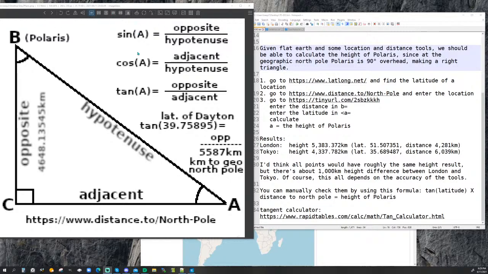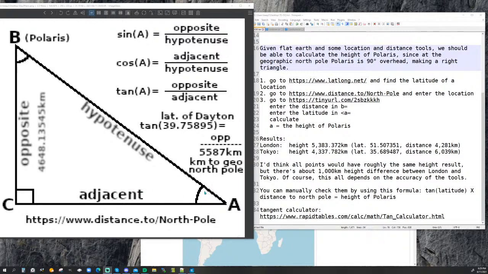So here's all the basic formulas. You can do more than that, of course, but what we're after is the tangent here, because we know the angle and the adjacent. So we have this side is the opposite, the long side is the hypotenuse, and the adjacent's down here.